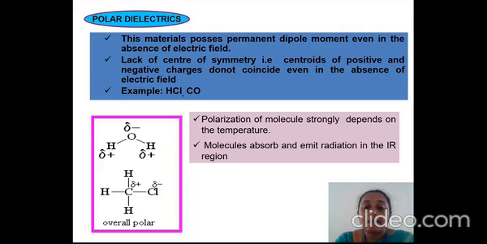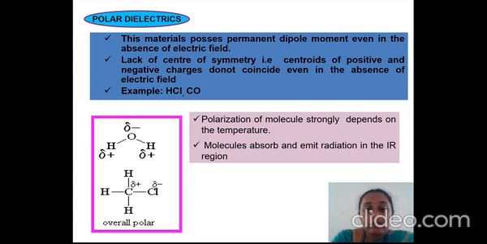The polar dielectrics possess permanent dipole moment even in the absence of an electric field. Permanent dipole moment means the centroids of the positive charge nucleus and negative charge electron do not coincide even in the absence of electric field. Hence, it provides permanent dipole moment, but there is a lack of center of symmetry. Center of symmetry means two atoms do not align in the same orientation. Hydrogen chloride, carbon monoxide, all these come under polar molecules.